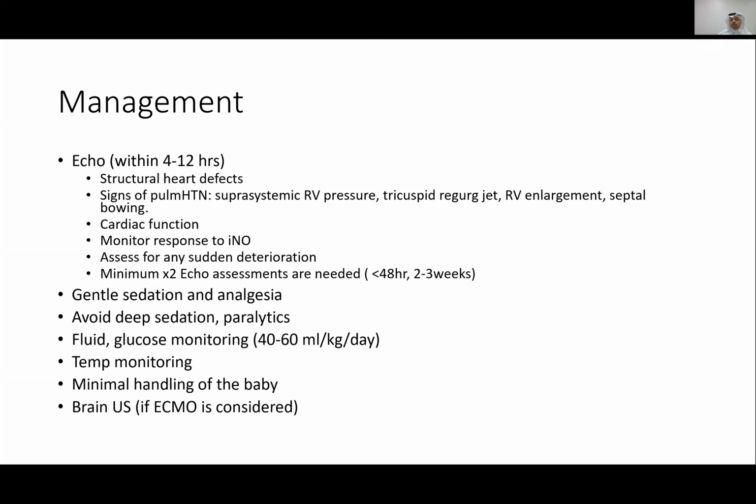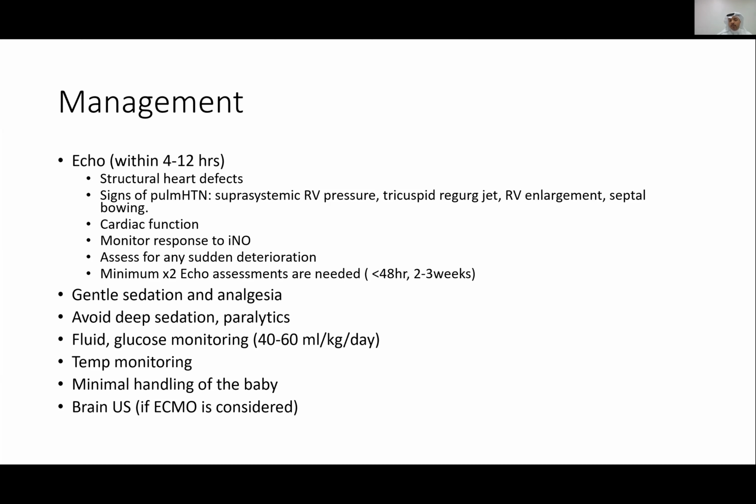You want to give gentle sedation. You want to give analgesia as well. You want to avoid deeply sedating those babies. You want to avoid paralyzing them because that interferes with the pulmonary dynamics, with the respiratory mechanics. That also increases the tissue edema and makes the lung wet. It makes the bowel wet as well, and that can make things much more complicated.